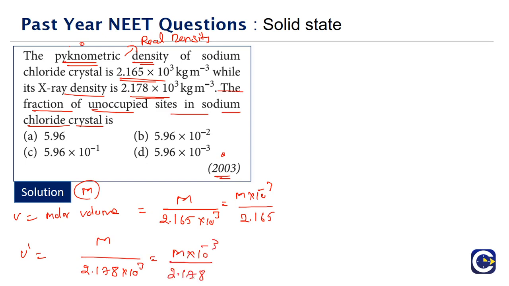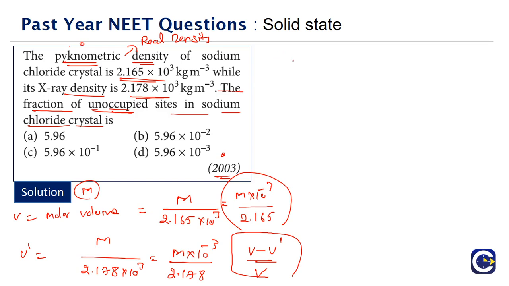Now the volume of the unoccupied sites will be given by what? The volume of the unoccupied sites will be given by V minus V dash. We can see V will be higher here. V will be higher. The volume of the unoccupied sites is given by V minus V dash. So V minus V dash divided by V, what is it? It is going to give us the fraction of unoccupied sites.